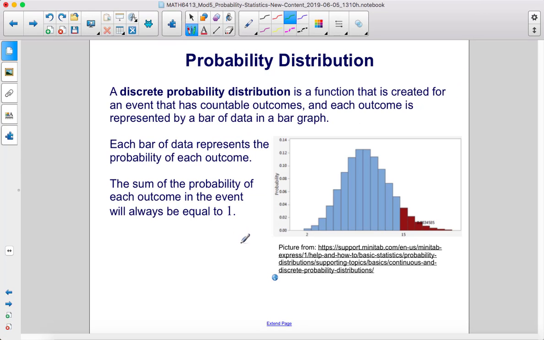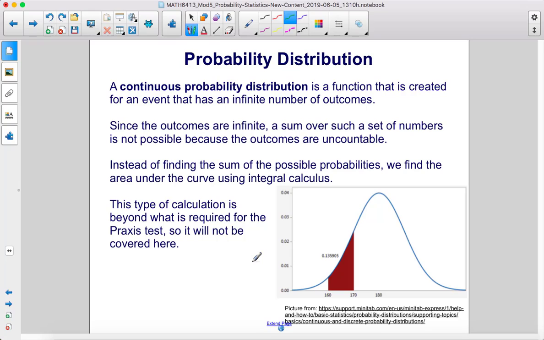A discrete probability distribution is a function that is created for an event that has countable outcomes, and each outcome is represented by a bar of data in a bar graph. Each bar of data represents the probability of each outcome. The sum of the probability of each outcome in the event will always be equal to 1.